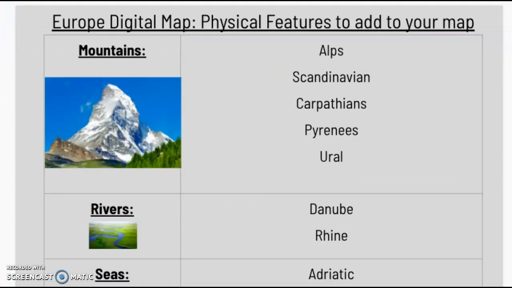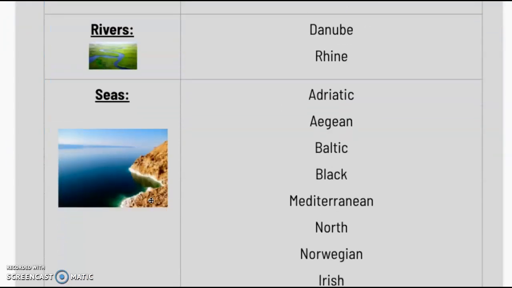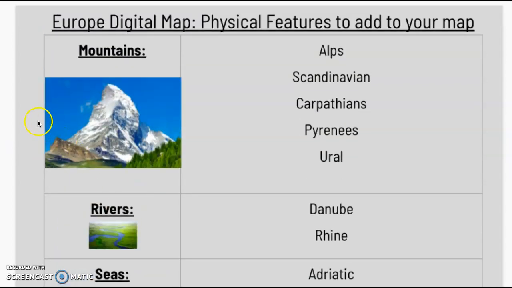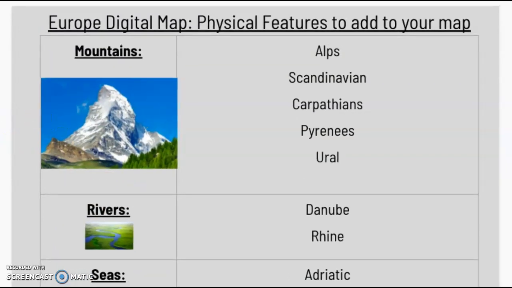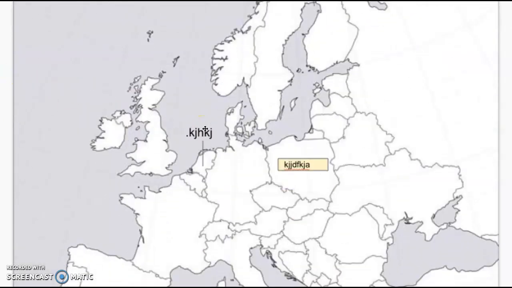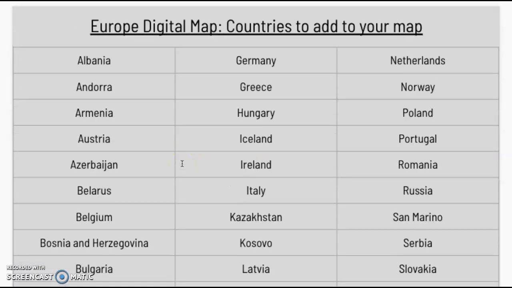Slide number 3 and 4 are physical features. So we are going to do physical features next week. So you can kind of ignore these for now. But that's why we're not turning our maps in until next week, because we're going to add some of the physical features at that point. So right now, you are just mapping countries, and all the countries are listed on slide number 2.